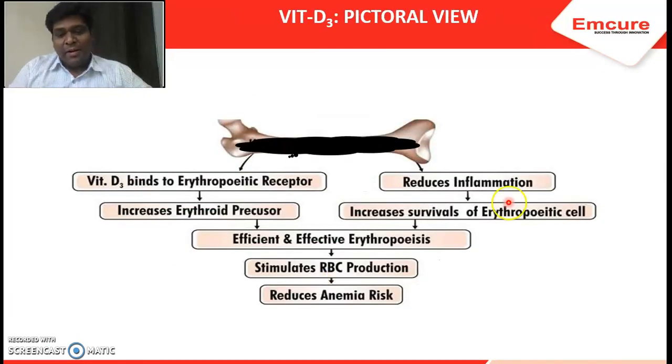Again, another depiction: vitamin D3 binds to its receptors, that is a direct role, and therefore it stimulates erythroid precursors. On the other hand, the indirect role: it reduces the inflammation, it increases the survival of the RBCs, therefore erythropoiesis becomes more efficient and more effective, and therefore it reduces the anemia risk, especially in those individuals who have a high propensity of developing inflammation or infection. That is when vitamin D3 along with iron is going to help in making erythropoiesis more effective.